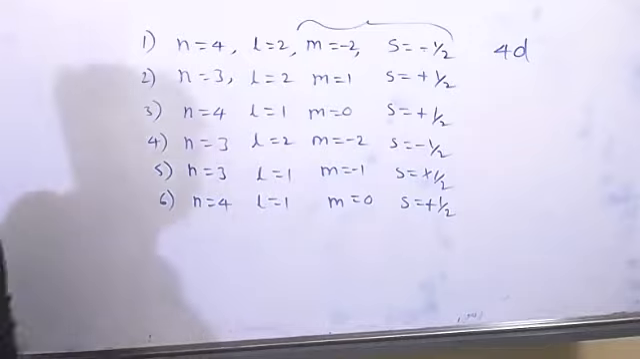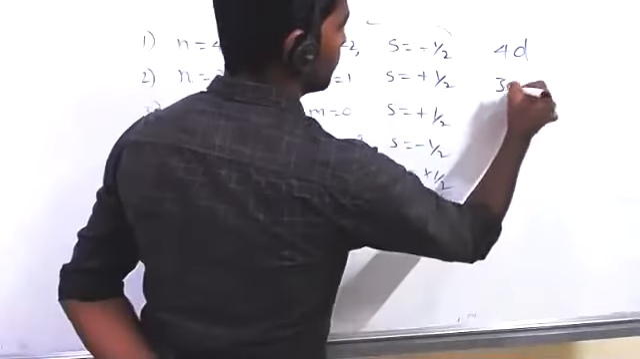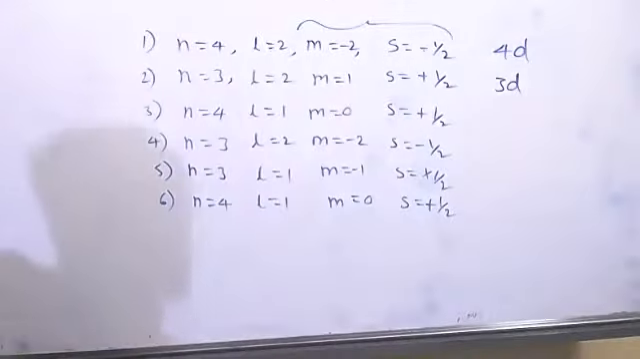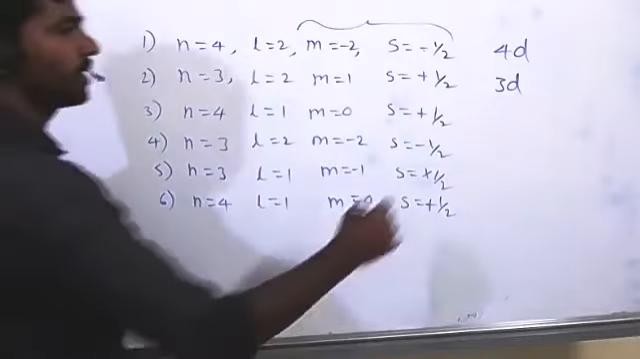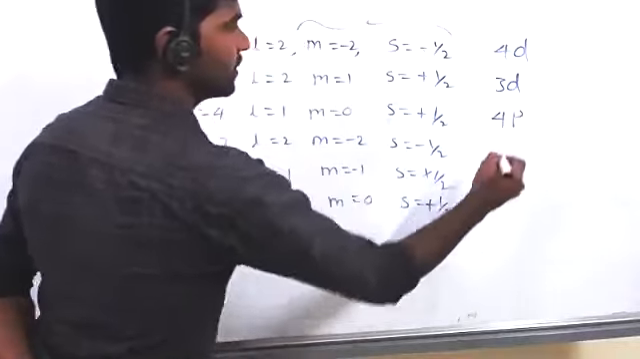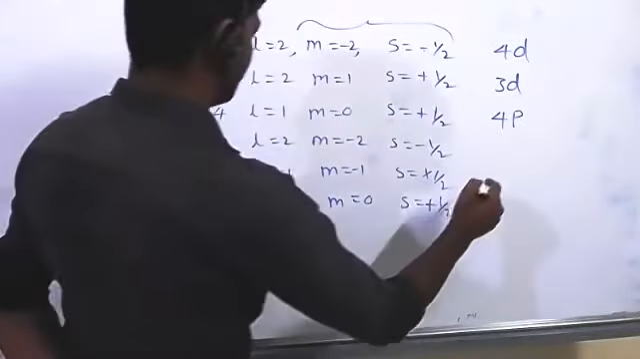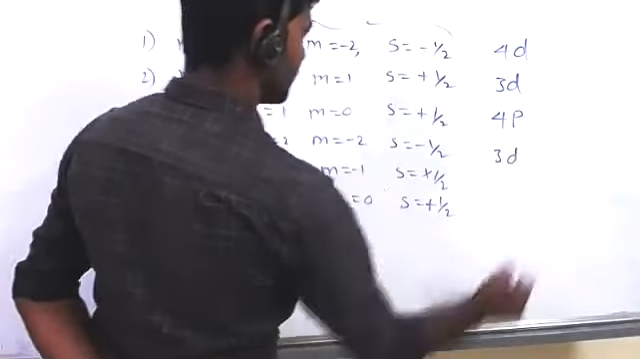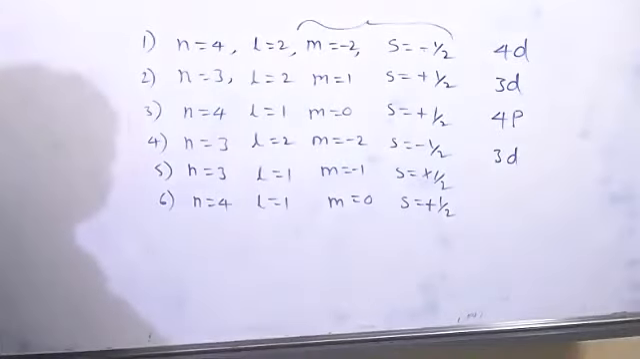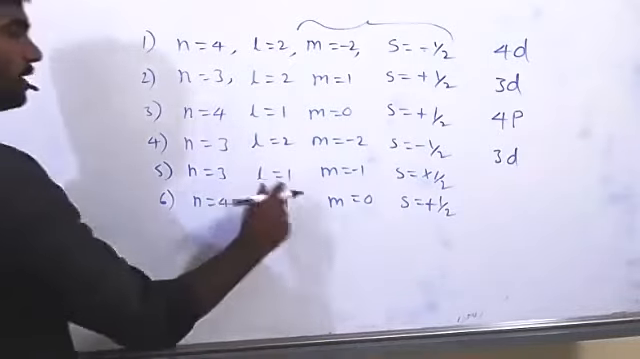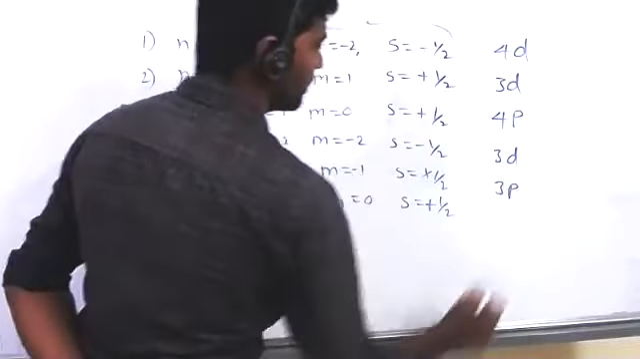3D. And 4 plus 4P. 4P, correct. 4P. Next. 3D. Here given same 3D. Okay. Next. 3P. Sir, is it 3P? This is 3P. Okay, 3P.